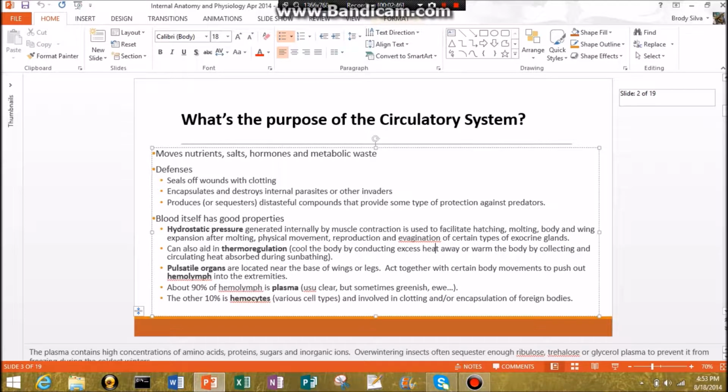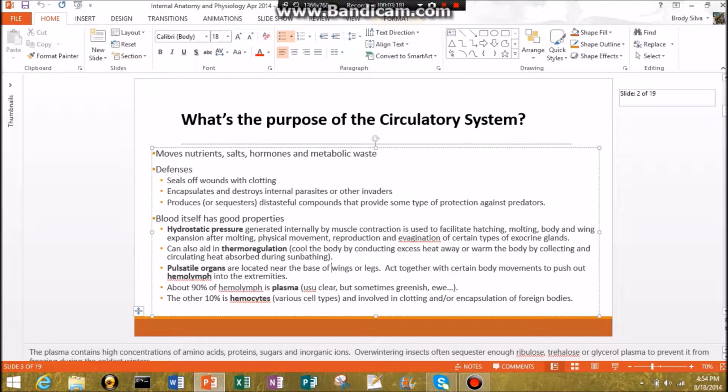It helps aid in thermoregulation, which is controlling the body temperature by collecting heat and by circulating heat during sunbathing. Notice a lot of insects just sitting in the sun normally during the summertime. Pulsatile organs are near the base of wings and legs. They act together with certain body movements to push out the hemolymph into the extremities, which is basically like a concentrated blood.